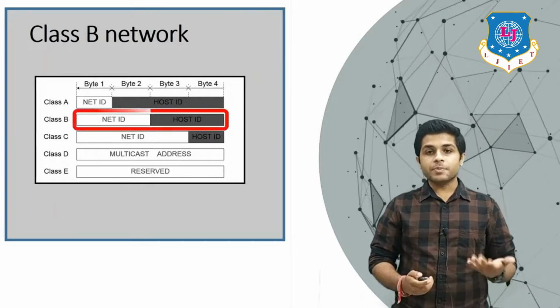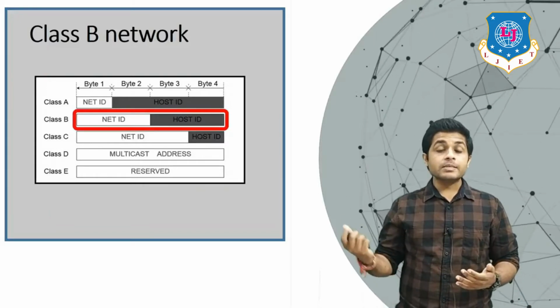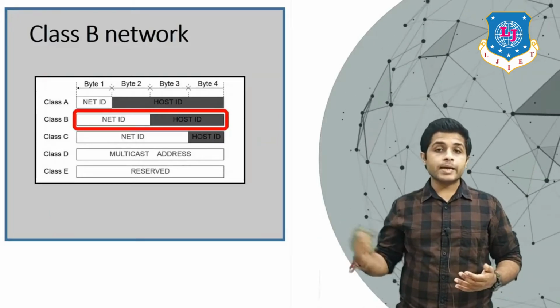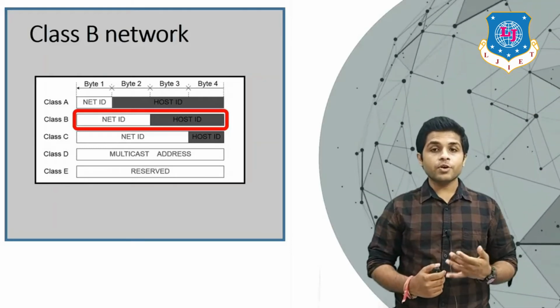We are only interested in class B right now. In class B, we know that the first 2 bytes, meaning 16 bits, are for the network ID and 16 bits are for the host ID.